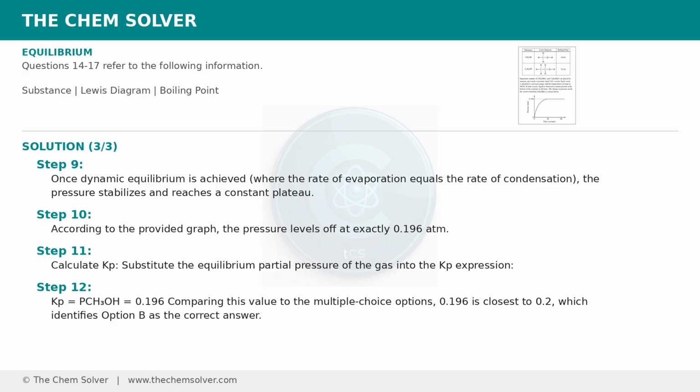Calculate Kp. Substitute the equilibrium partial pressure of the gas into the Kp expression. Kp equals PCH3OH equals 0.196.